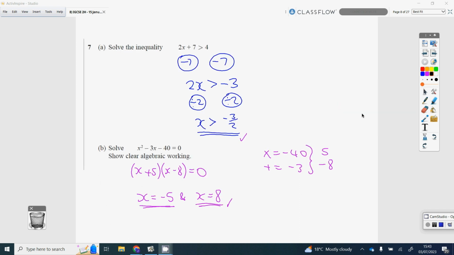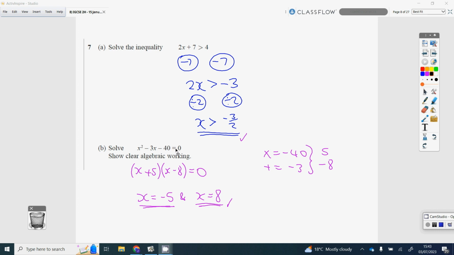Question 7a. So this is an inequality, but just follow the usual process you would do if it had an equal sign in there, just your normal algebraic manipulation. So how do you undo an adding of 7? We take away 7 from both sides. So 2x is greater than minus 3. How do we undo timesing by 2? We divide by 2. So x is greater than minus 3 over 2, or x is greater than minus 1.5.